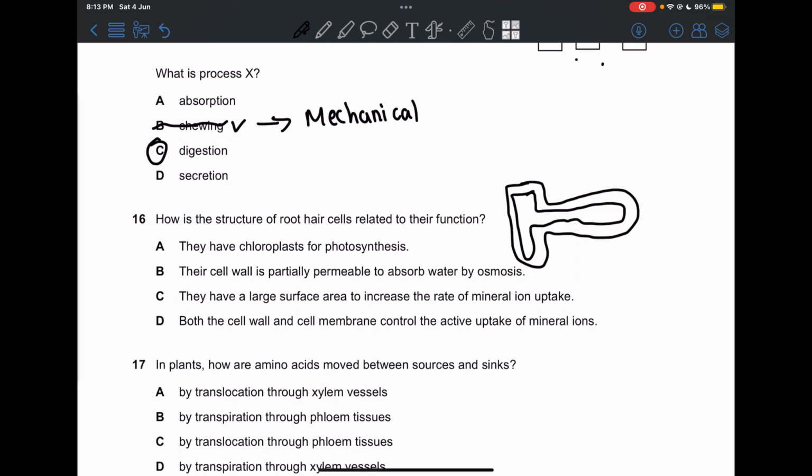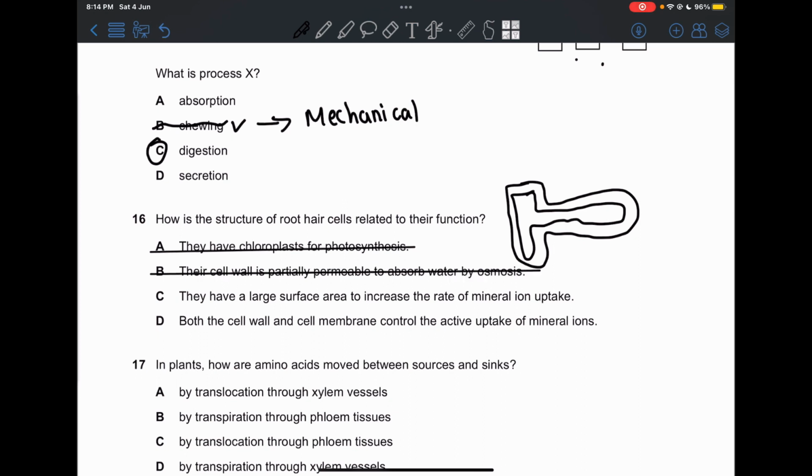A, they have chloroplast for photosynthesis. B, their cell wall is partially permeable. Now, option A is incorrect because root hair cells don't contain chloroplast because they're under the ground. So they wouldn't need chloroplast because they're not exposed to light anyways. B, their cell wall is partially permeable. Now we know that any cell wall is actually fully permeable, which means they can allow anything inside. So really this is an incorrect option.